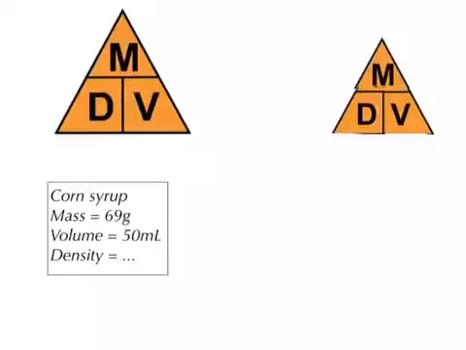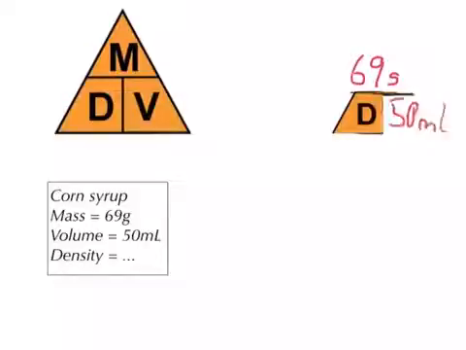In this problem, the mass of the corn syrup is 69 grams. So now we are going to switch out the m on this triangle with 69 grams. The volume of this corn syrup is 50 milliliters. So now we are going to switch out the v in the triangle with 50 milliliters.